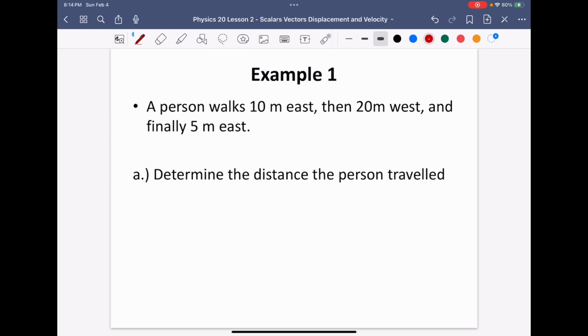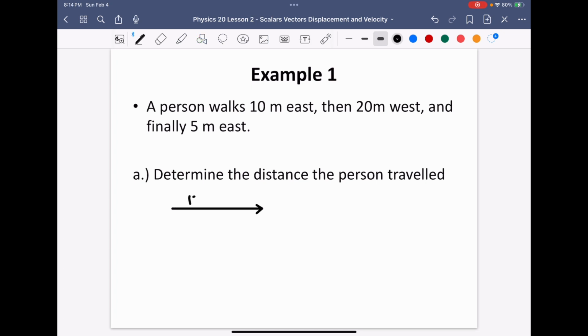So a person walks 10 meters east and then 20 meters west. And then finally 5 meters east. Determine the distance the person traveled. Okay, so what we're going to do is I automatically recommend just drawing out the overall diagram that represents this whole situation, because it's going to make things very visually clear, which will also help us make it mathematically clear. Okay, 10 meters east. So I'm going to draw that, and I'm going to start by drawing this here. And then I'm going to label it.